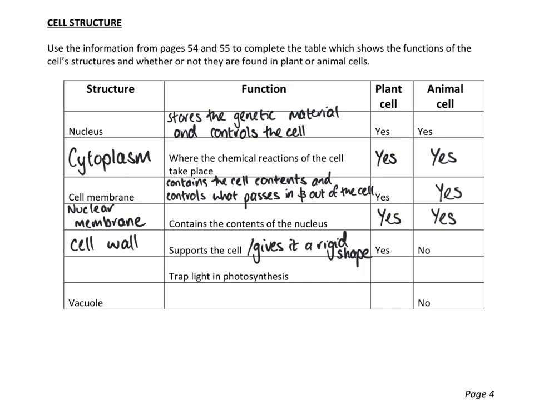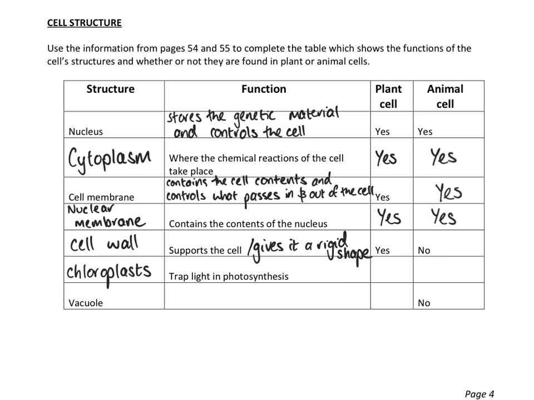Next structure we have is the cell wall, CELL WALL, and that supports the cell, and you could add in that it gives it a rigid shape. So it gives it a more robust shape than an animal cell would have. So yes, it's present in a plant cell, but no, it is not present in the animal cell.